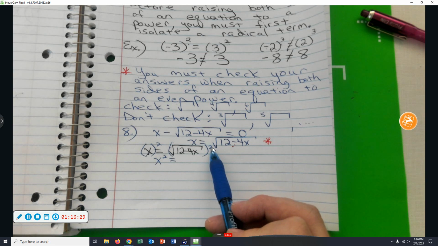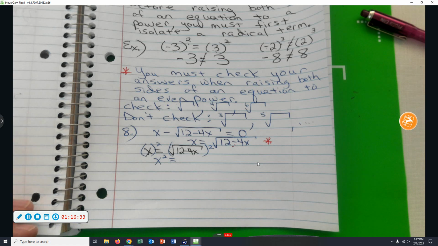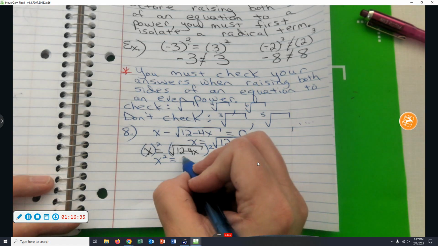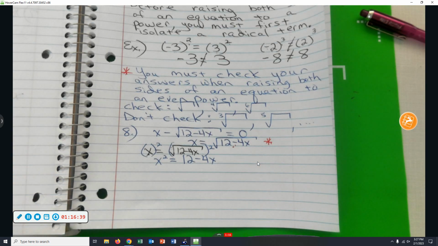What impact is the squaring going to have? Let's just drop it. So all we're left with is 12 minus 4x. That's why we're squaring both sides, to cancel out that square root. Now that we have an equation we know how to solve, what kind of equation is it? Linear or quadratic? Quadratic, because there's an x squared.